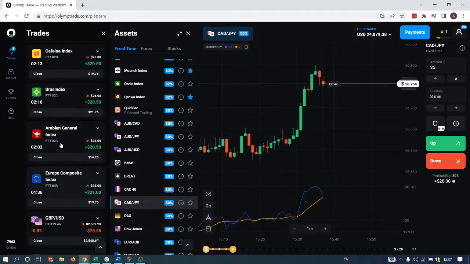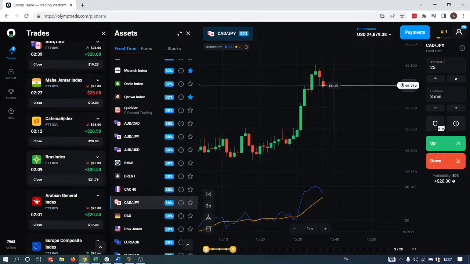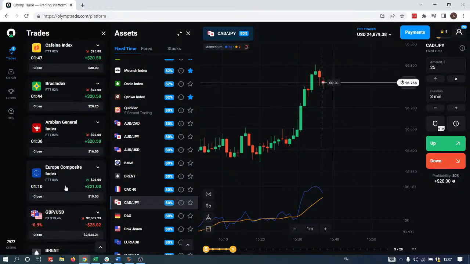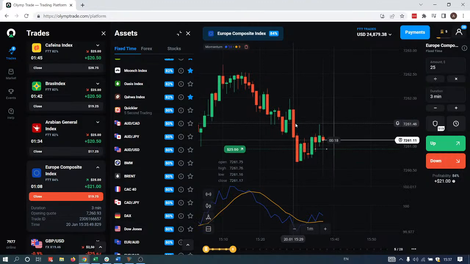All right, so 1, 2, 3, 4, 5, 6. So 6 final trades, and we will wrap it up afterwards, and we'll see how it all works. Okay. All right, Europe Composite Index, and there is another question here.